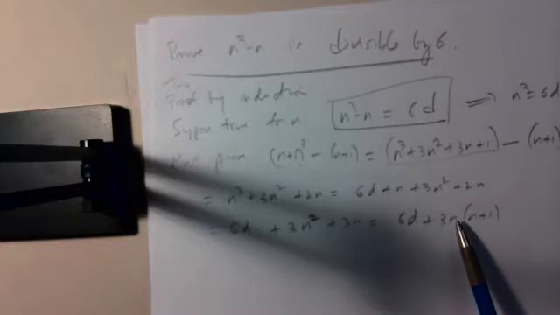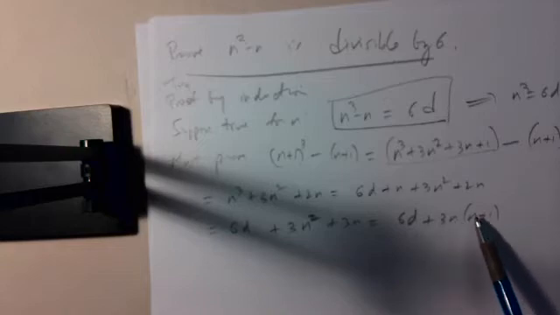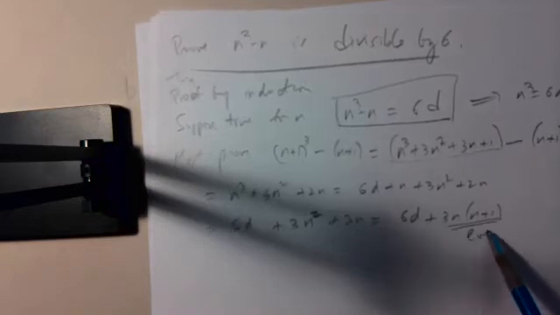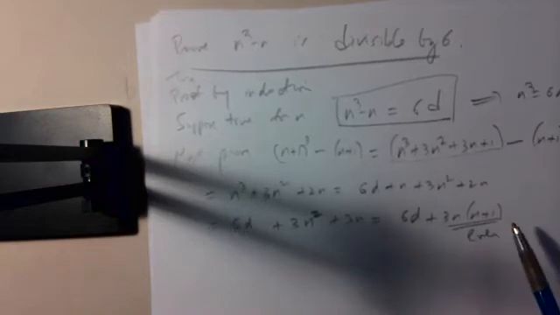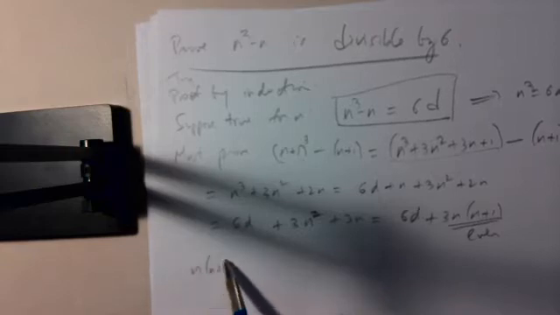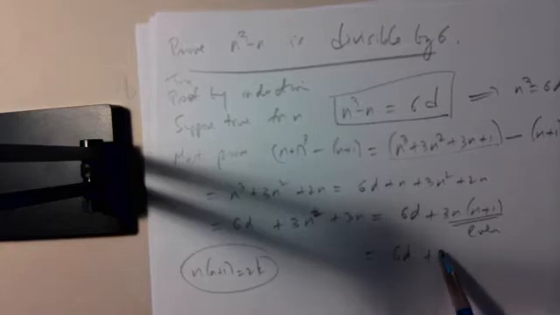Right. So that's very good. If you have two consecutive numbers, one is even, one is odd. So the product is even because it's an even number times an odd number. So this is divisible by 2. n times n plus 1 is 2k for some k. So this is 6d plus 3 times 2k, which is 6d plus 6k, which is 6 times d plus k. So this is a multiple of 6.